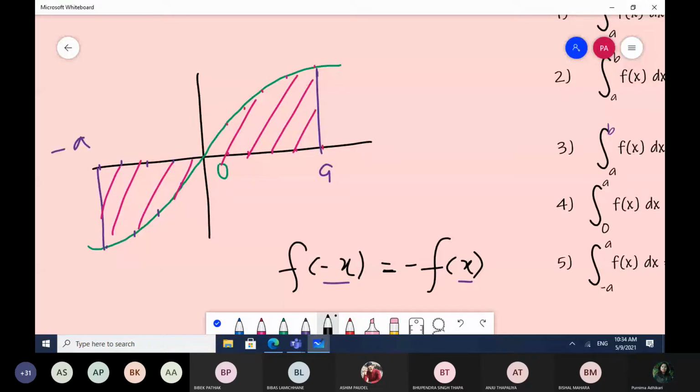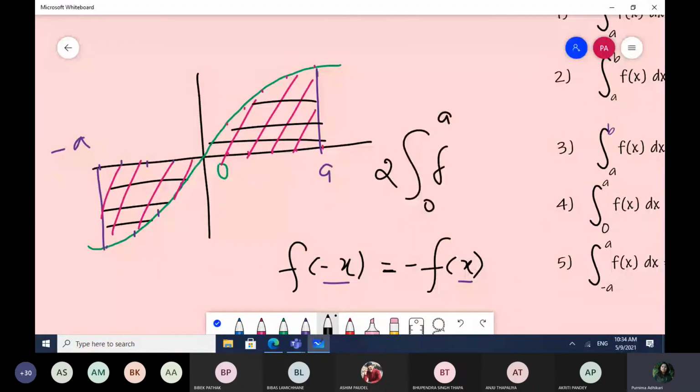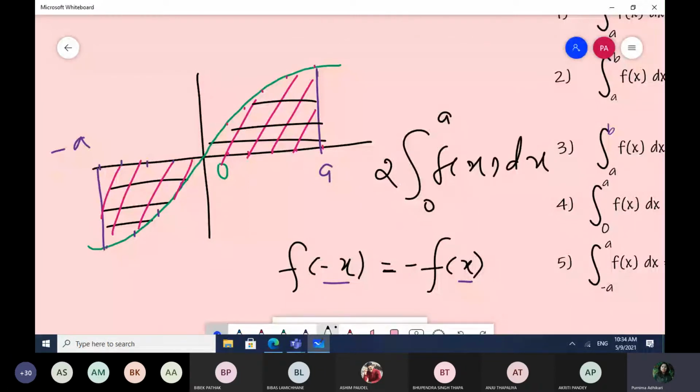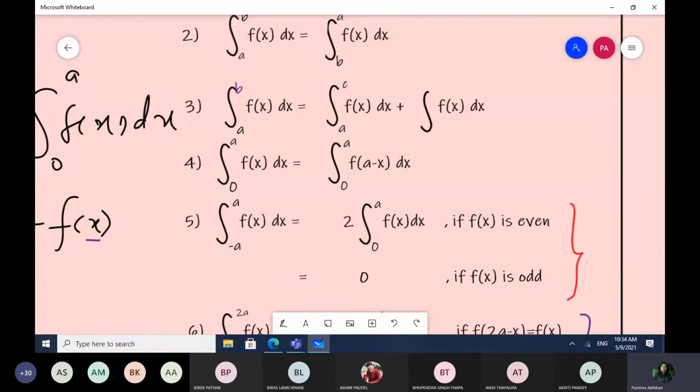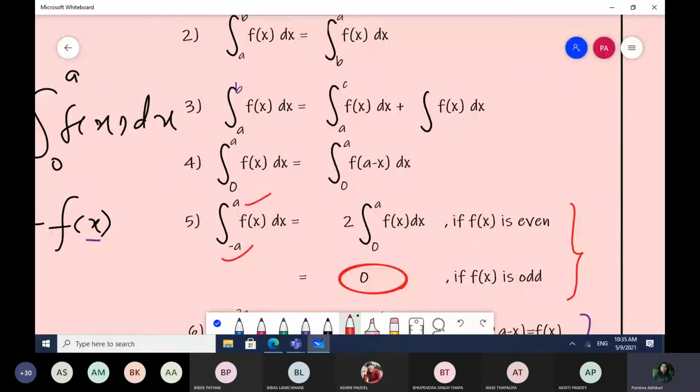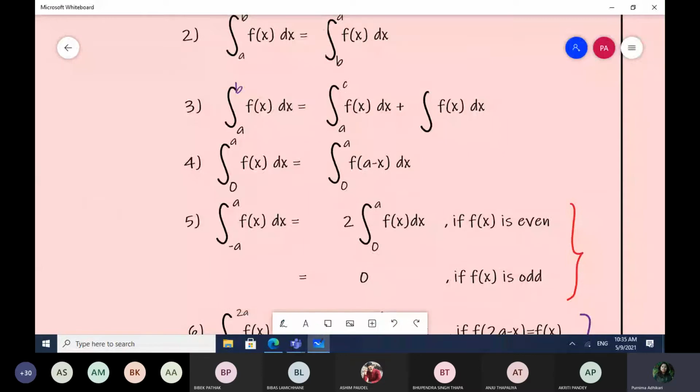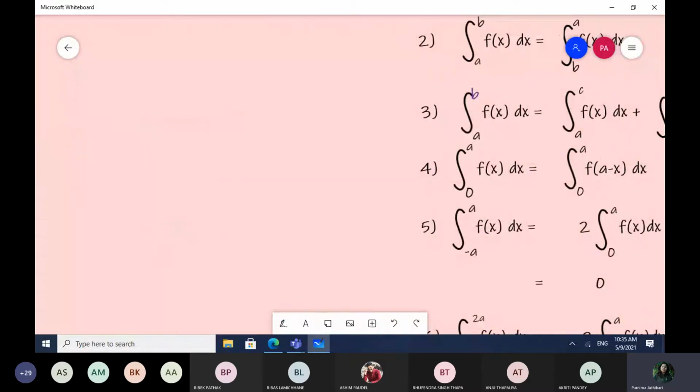Can we say the total area here? You see, you have equal area, so you can simply say 2 times the integral from 0 to a of f of x dx. But if you take it from minus a to a, you will directly get 0. So that's what this property says: your integral will be 0 if your limits of integration are minus a to a and your f function is an odd function. So this is clear. So that's your property number 5.